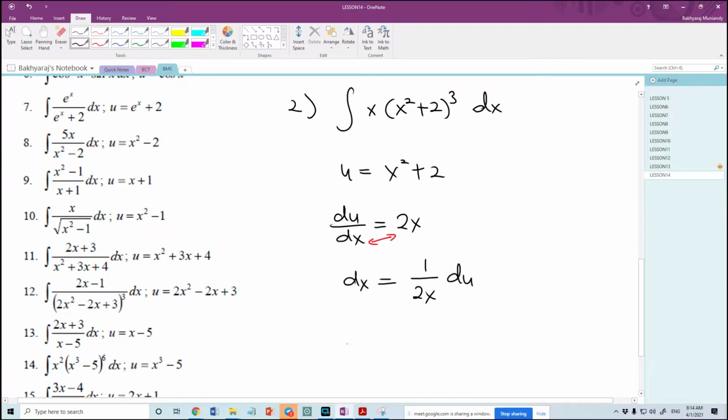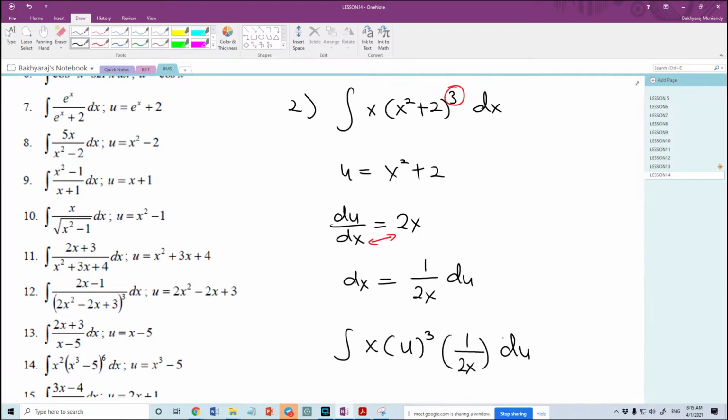Okay, back to the question. So integrate x times u power of 3. Because u is just x square plus 2, right? So now here you got power of 3, so you need to substitute it as u power of 3. And what is your dx? dx is actually 1 over 2x du. Okay, kita substitute, kita dapat apa? Okay, kita dapat 1 over 2x du.